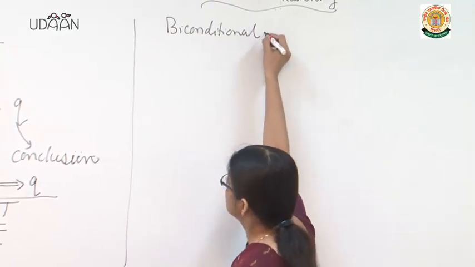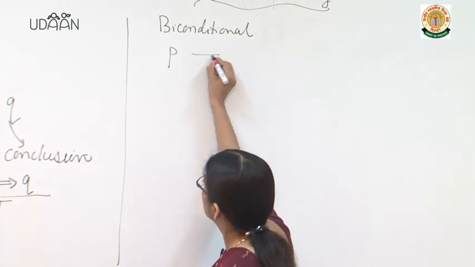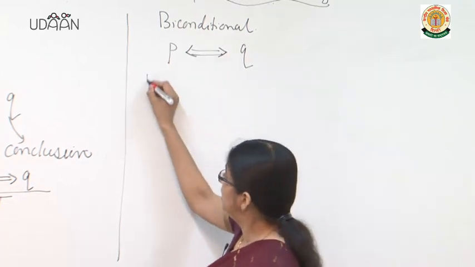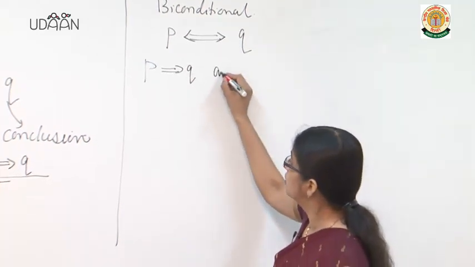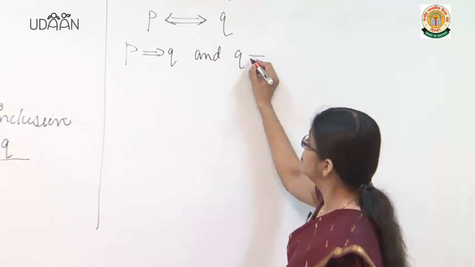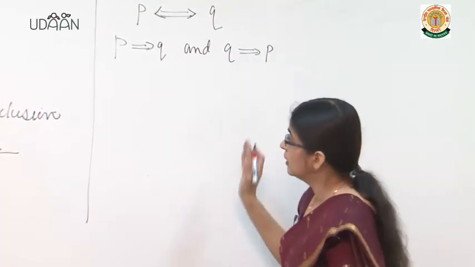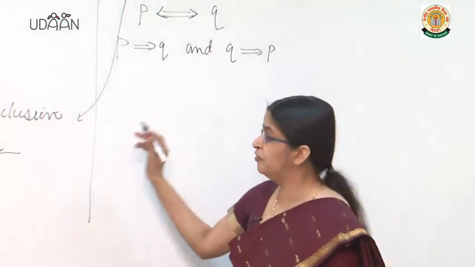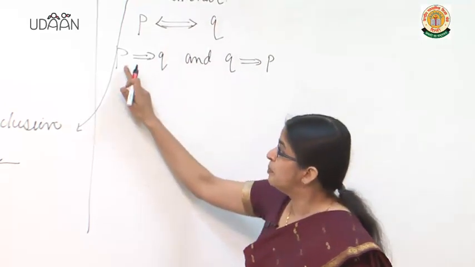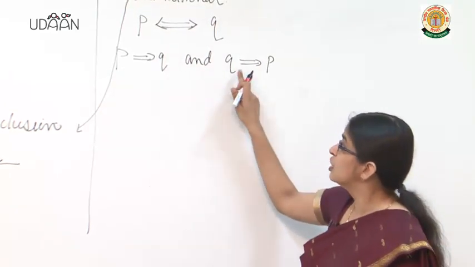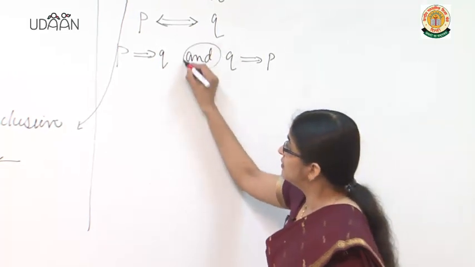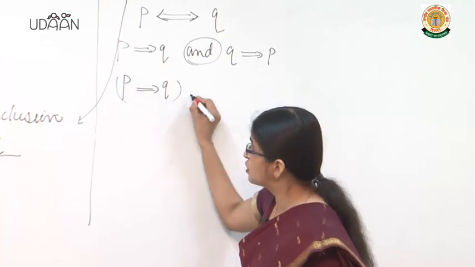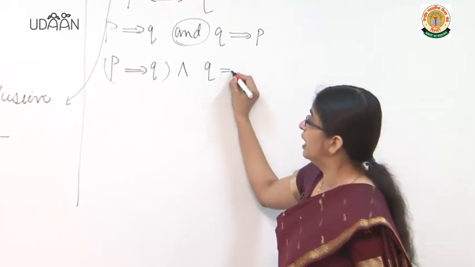Biconditional statement. It is P implies and implied by Q. It means P implies Q and Q implies P. Let us make the truth table of the biconditional statement here itself. What is a biconditional statement? P implies Q and Q implies P. This is an AND statement. We can write it like this, P implies Q and Q implies P.